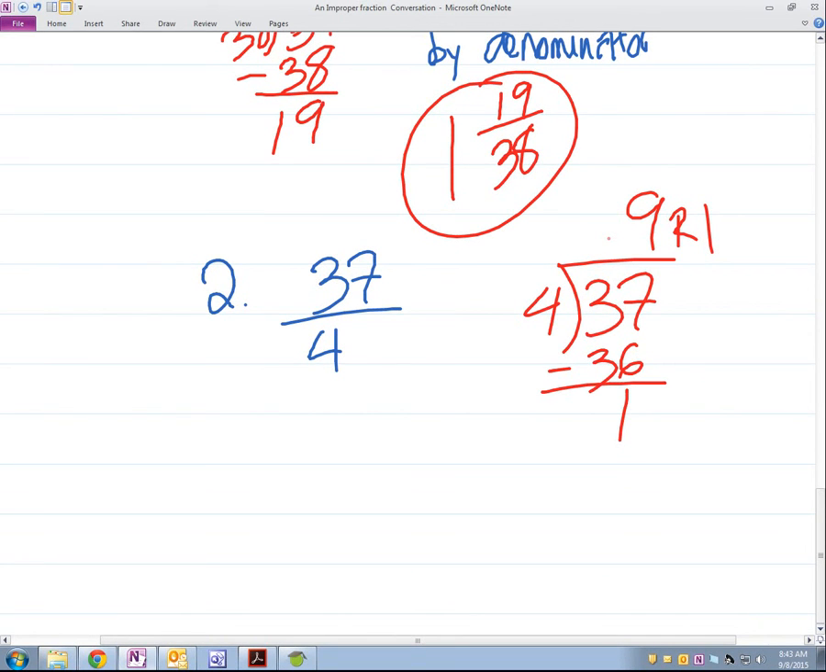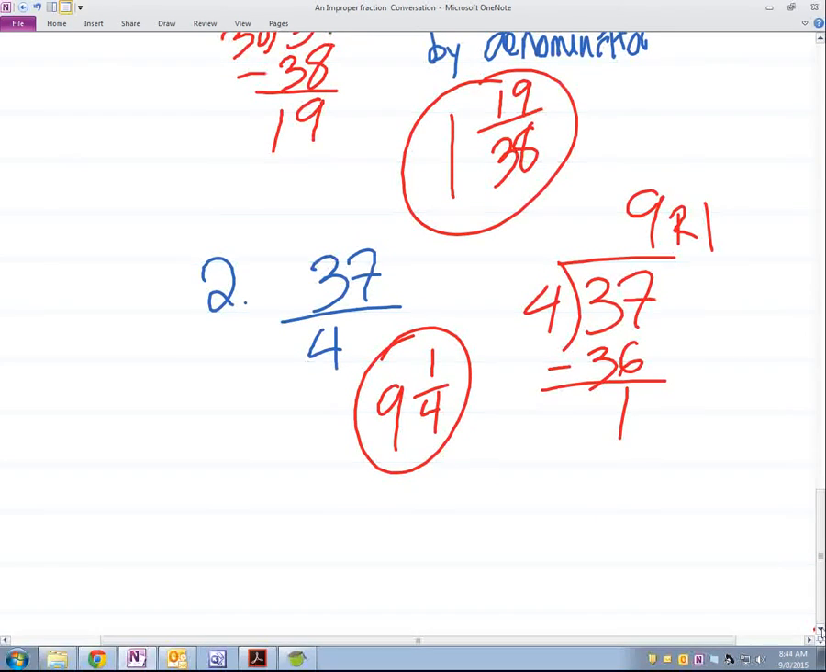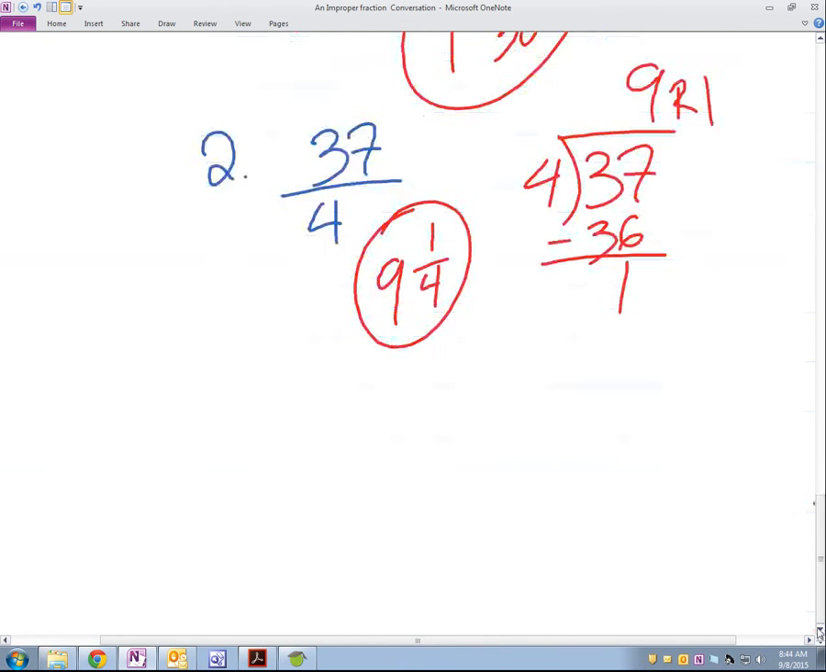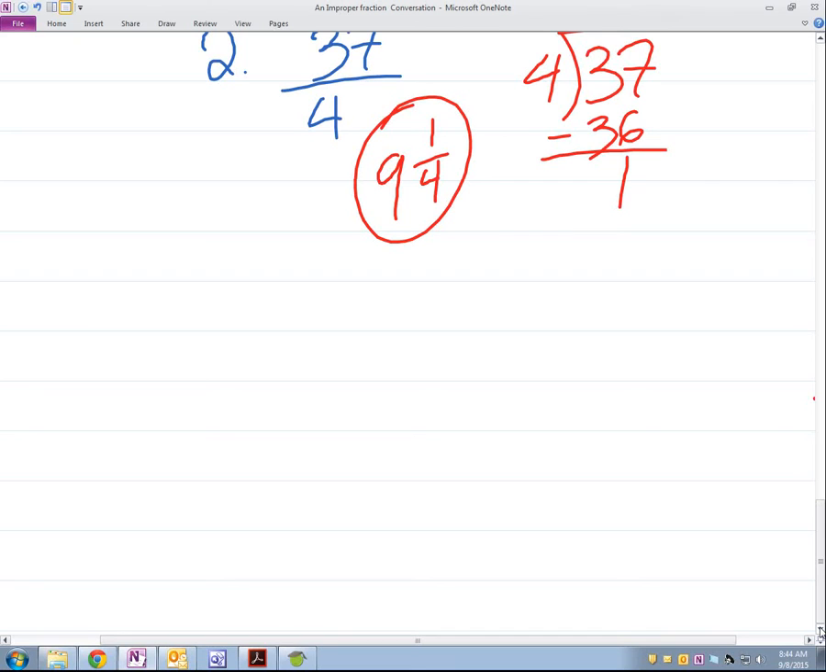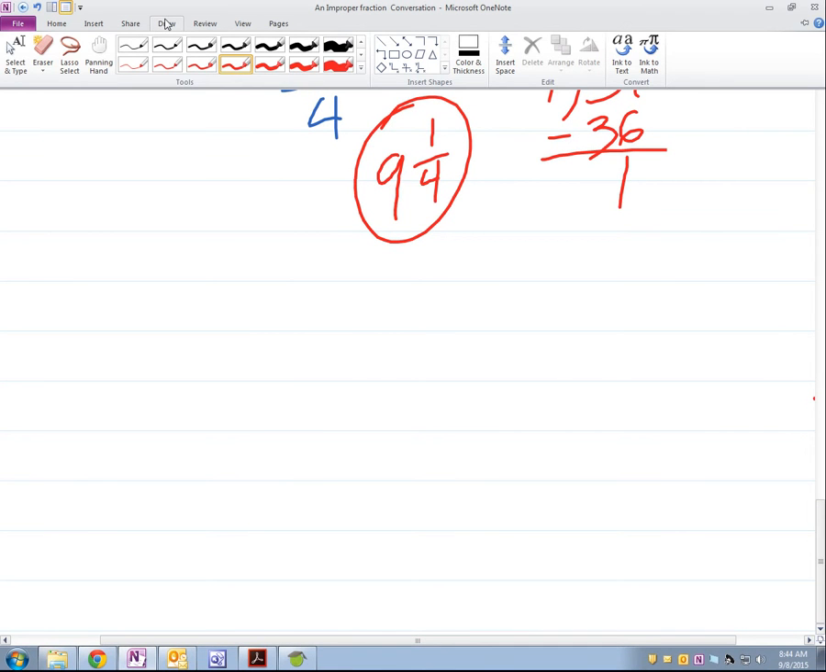Yep, because 9 is the whole number, and there's 1 out of 4 that are left over, so I know that it's 9 1/4. Pretty easy, right? Good. All right, tying that together with what we're doing now, the last little bit of our homework. Some of you have already noticed.